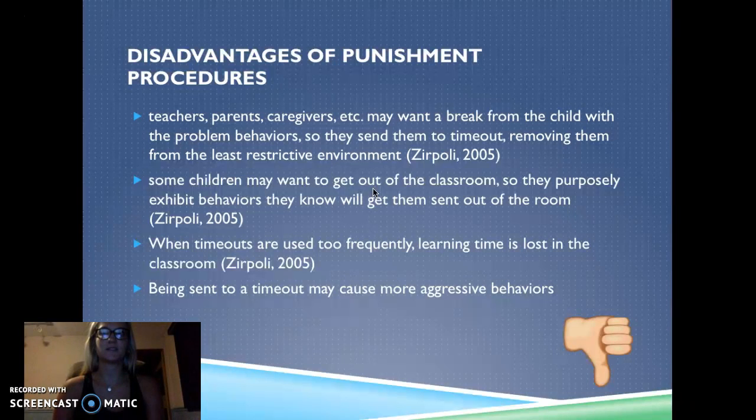Another disadvantage is that some children may want to get out of the classroom, so they purposely exhibit behaviors they know will get them sent out. After being sent out one or two times, a child knows what to do to get the free pass out of class again. When timeouts are used too frequently, learning time is lost in the classroom. They are no longer receiving instructional time because they are removed so often. Some children react negatively when being told to go to timeout, so they may become more aggressive than when the situation first started.